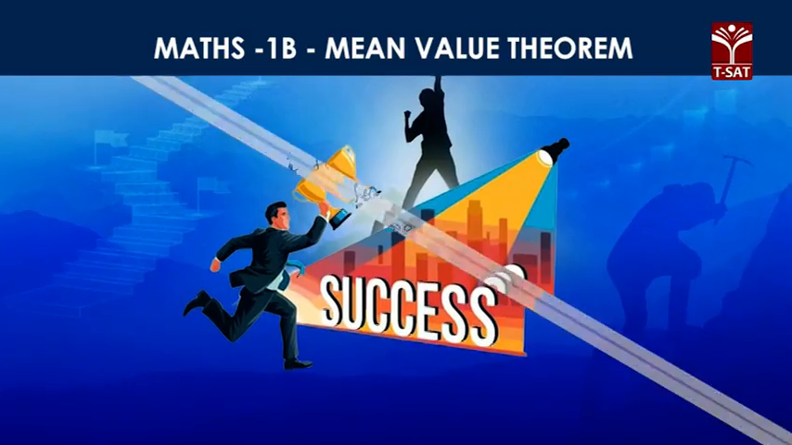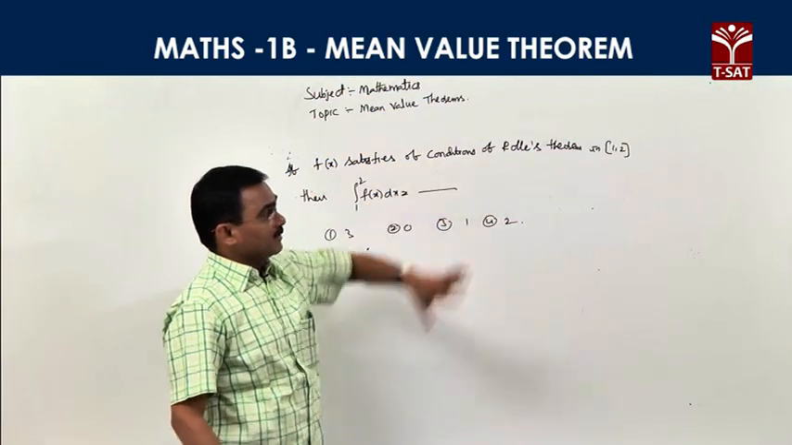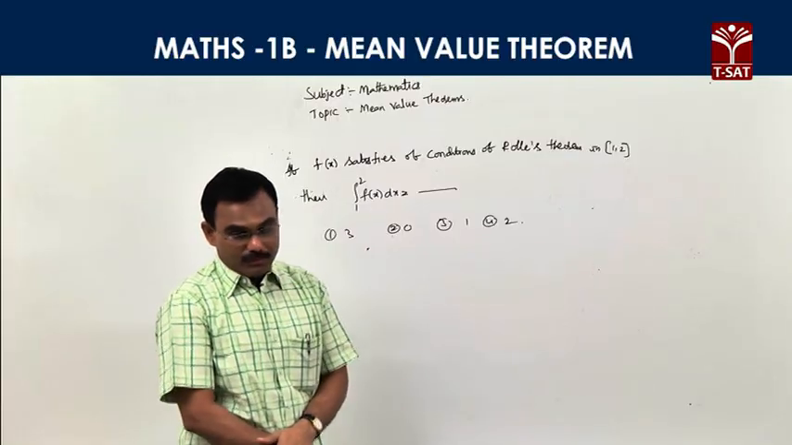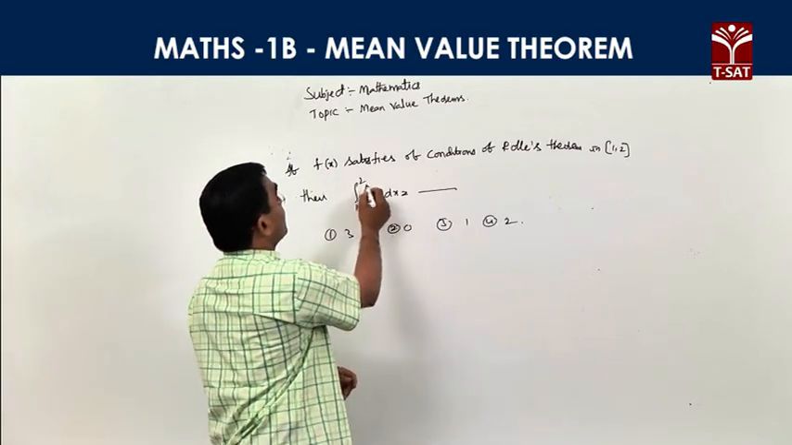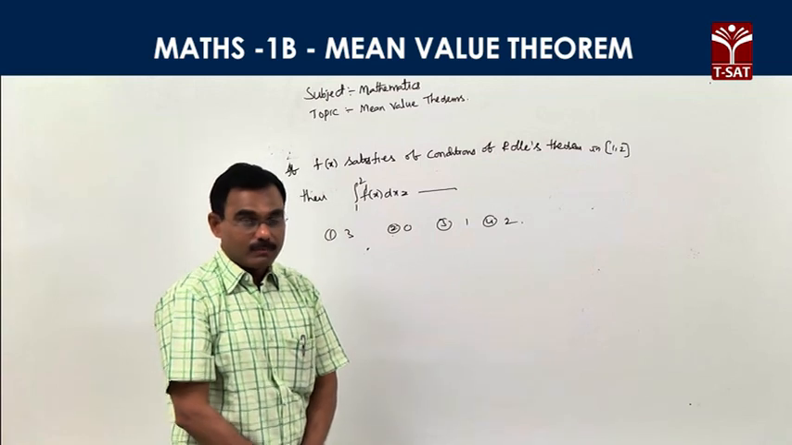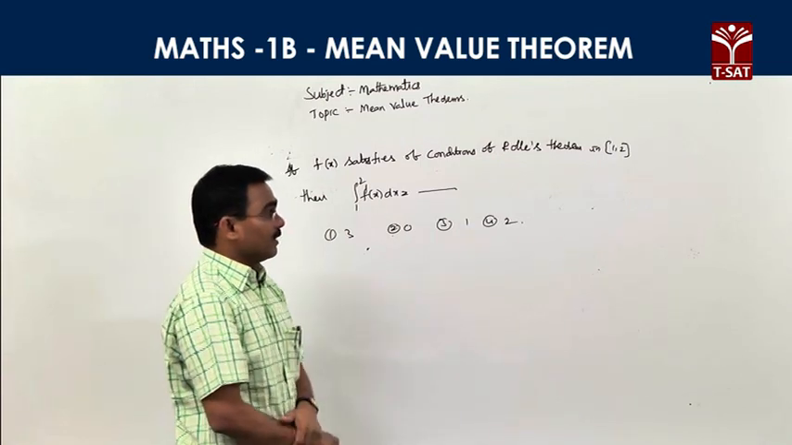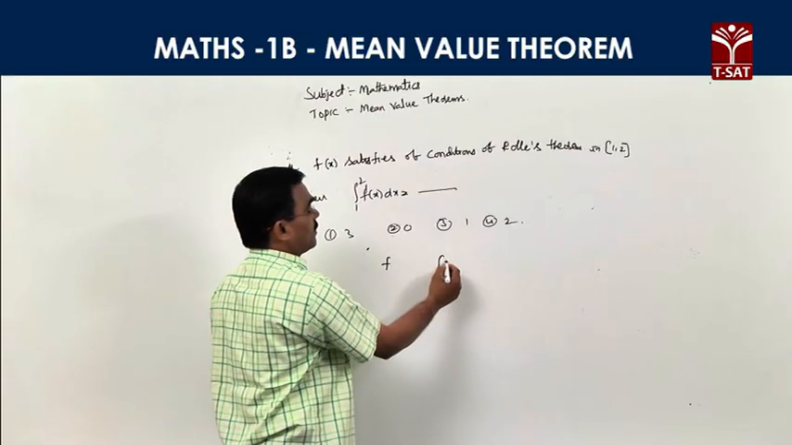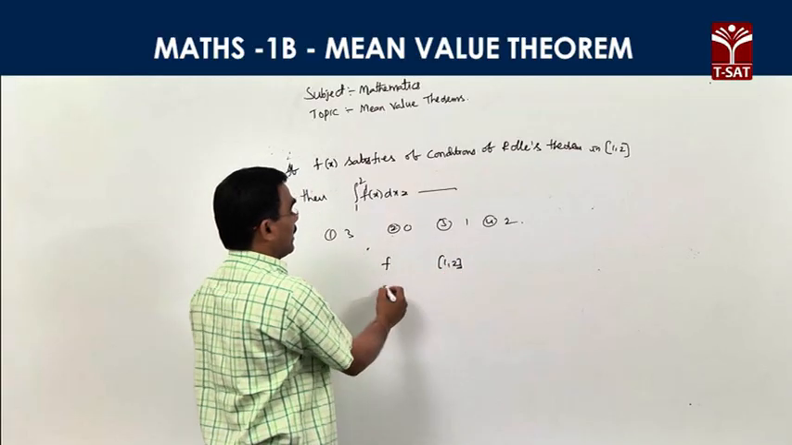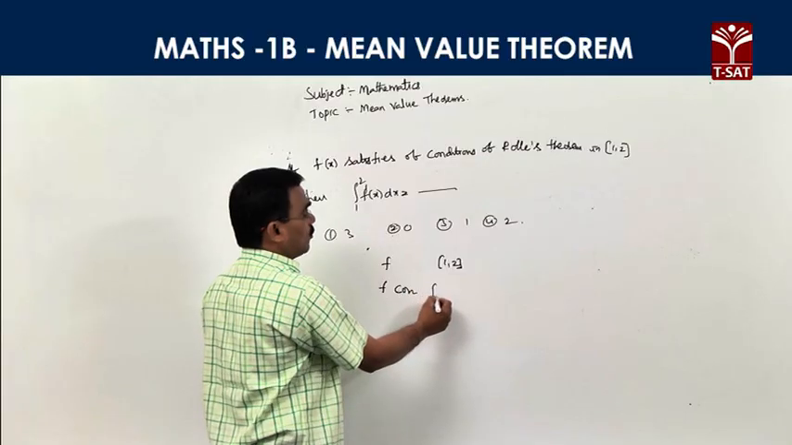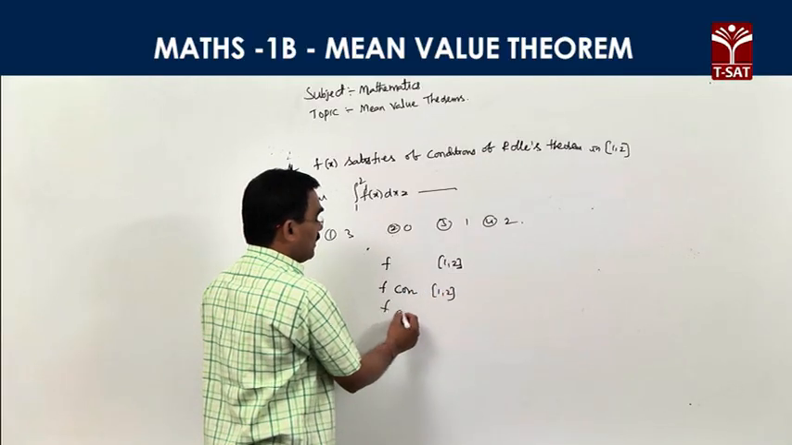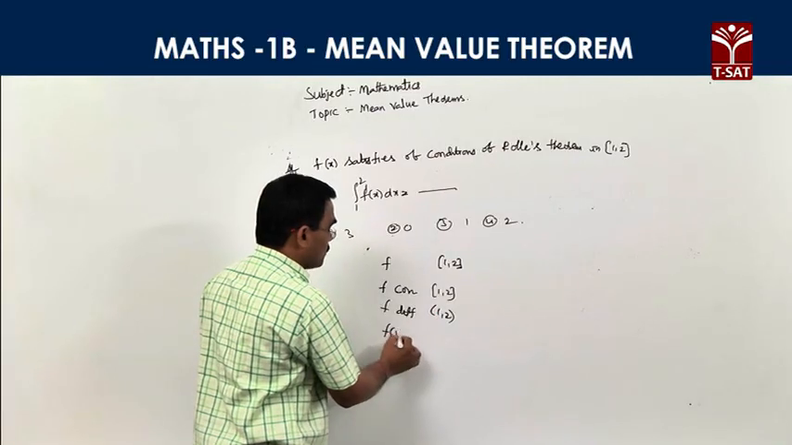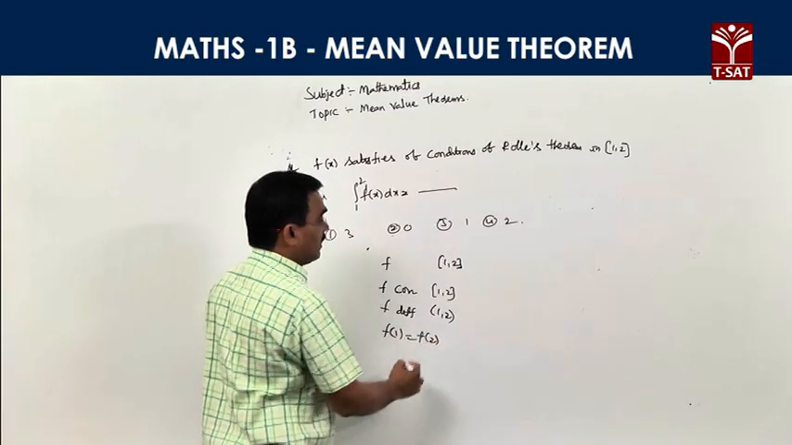Next problem: if f(x) satisfies all conditions of Rolle's theorem in the closed interval [1, 2], then the integral from 1 to 2 of f'(x) dx equals what? Given that f(x) satisfies all conditions of Rolle's theorem in [1, 2], it means f is continuous on [1, 2], f is differentiable on (1, 2), and f(1) equals f(2). This is the given data.